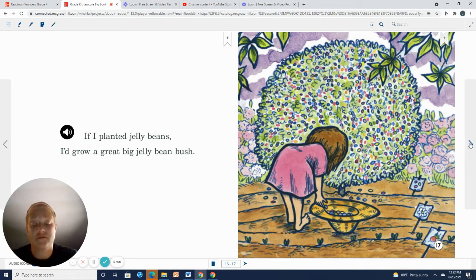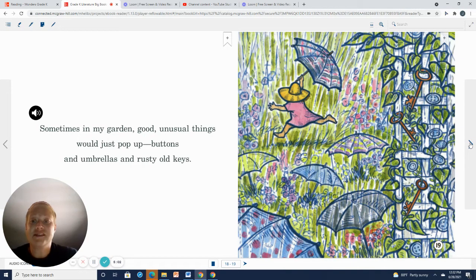Sometimes in my garden, unusual things would just pop up. Buttons and umbrellas and rusty old keys. So in her imagination, she's pretending that her garden is getting watered, but instead of growing flowers, it's growing buttons and keys and umbrellas. Now, I've never seen an umbrella grow out of the ground, but she's using her imagination because this is a fiction story. We know it's make-believe.